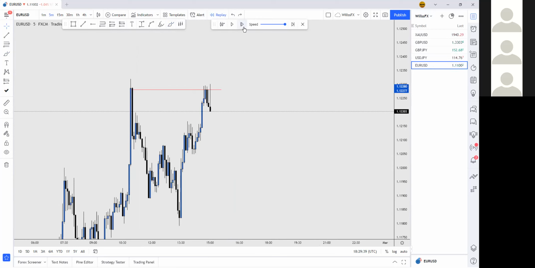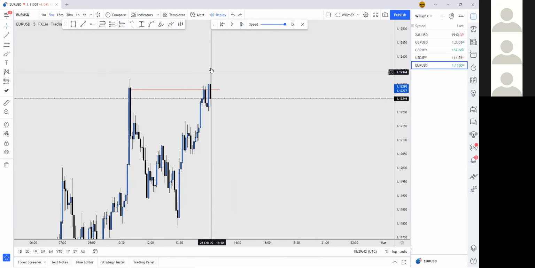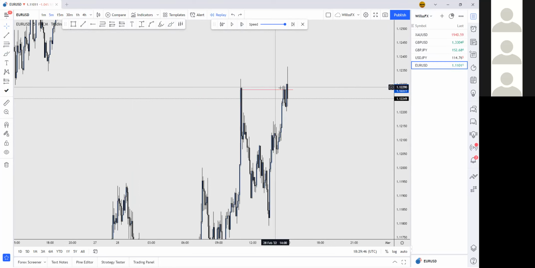And then we got that push to the upside. And this is where I got my entry. Once we actually got this wick above, I knew that price was just manipulating the market.